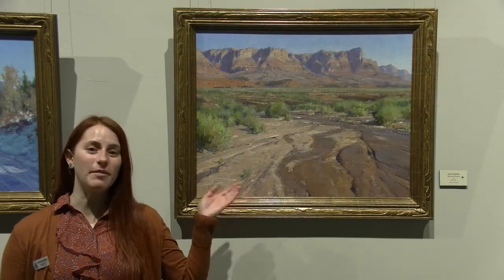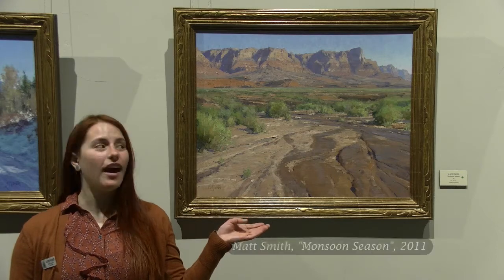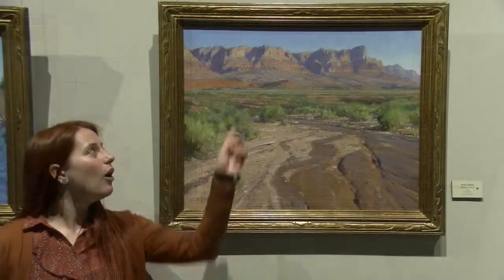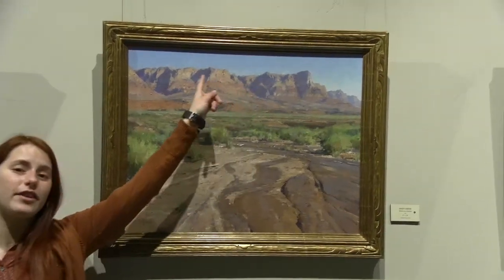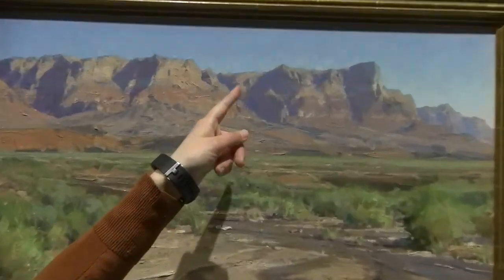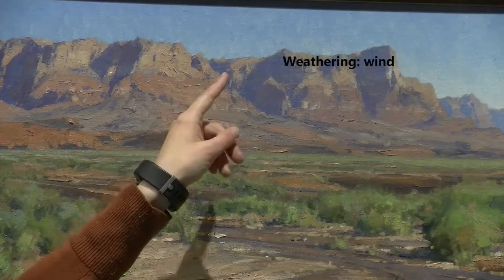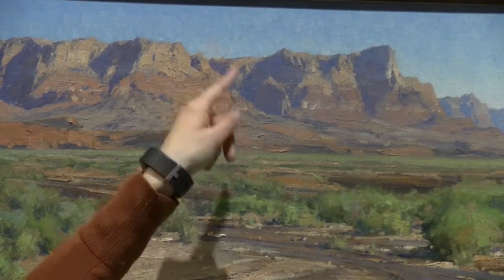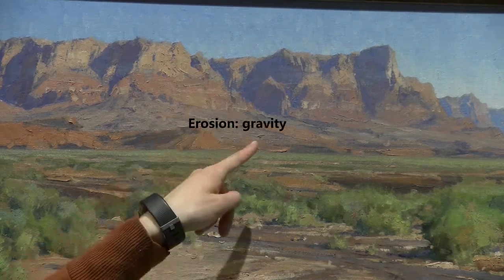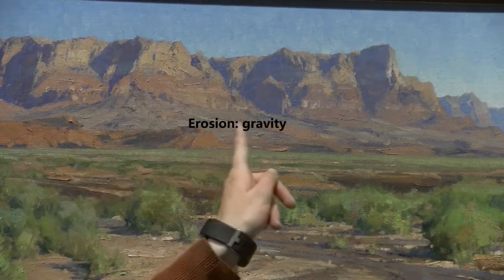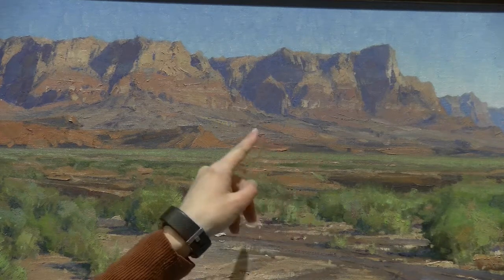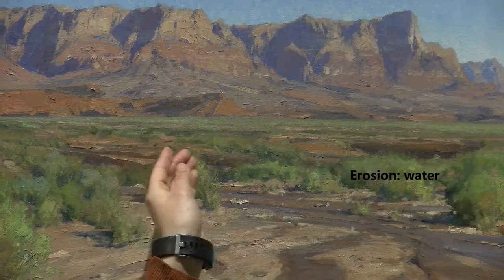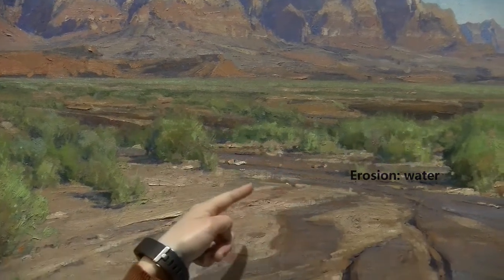I have a painting right beside me titled Monsoon Season, and this is a perfect example of erosion and weathering. We have these large rocks at the top of our cliffs. These rocks will begin to get broken down into smaller and smaller pieces where they will fall via gravity and erode away to the base where they will be deposited. Erosion will occur even after that, when this water begins to carry those pieces further downstream.